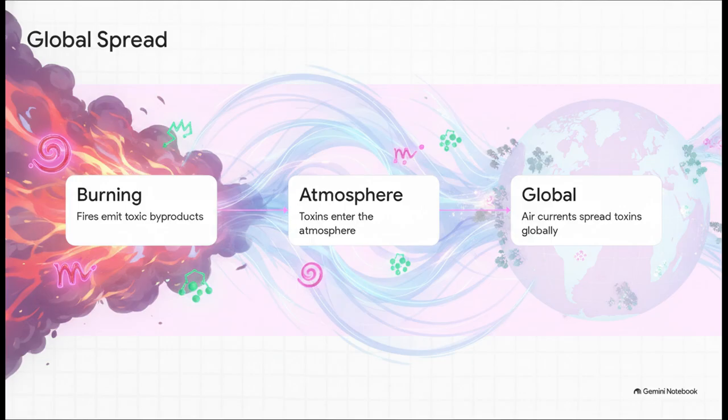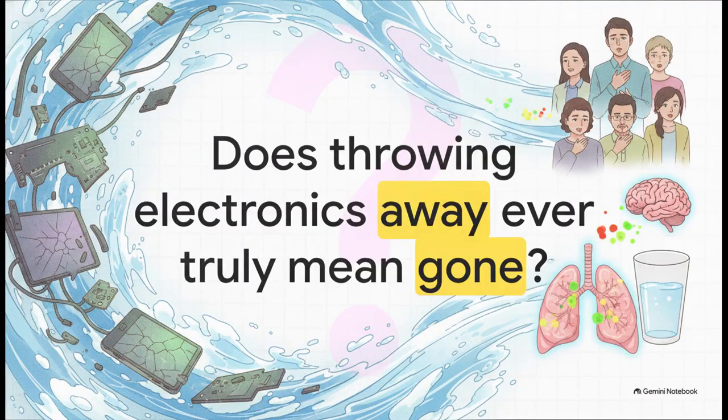And here's the terrifying part. They do not stay local. They hitch a ride on broader global air currents. That means highly toxic byproducts are actively being deposited in ecosystems and communities many, many thousands of miles away from the original fire. I'm going to leave you with this final, somewhat provocative thought.